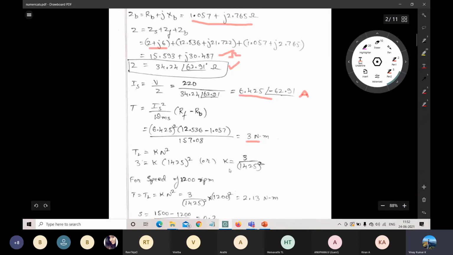But in the problem, he has asked to calculate not the torque or K. He told us to calculate the terminal voltage V. Terminal voltage V.